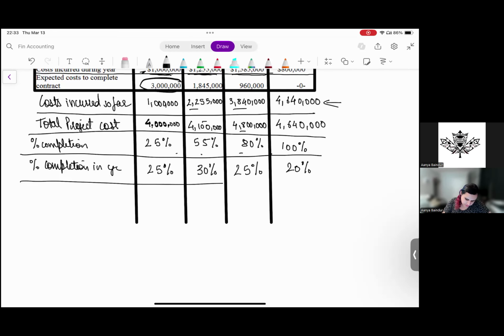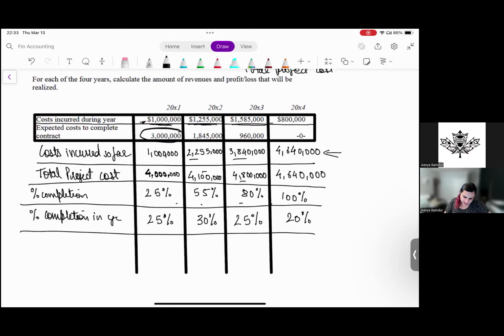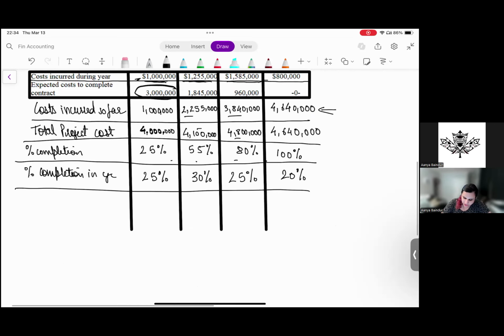Perfect. Now that we know these completion percentages, we take each one of them and multiply it by the total revenue, the contract price for the project, and that will give us the revenue for each of the following years. The total revenue that we are receiving for this project is 5 million, right? Which we're going to divide over the course of these 4 years. We're going to do that by the percent that has completed within that year, the percent of costs that we've incurred so far. So let's do that.